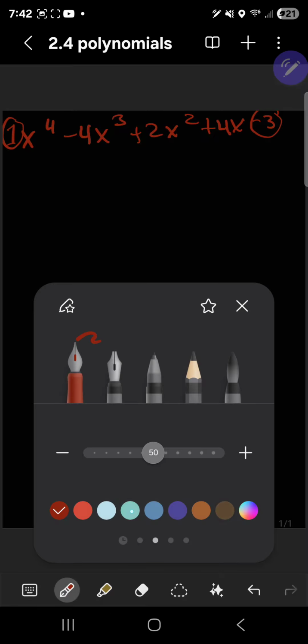X to the 4th minus 4x cubed plus 2x squared plus 4x minus 3. Okay, so this is P. This is Q. There's a 1 right here. I'm going to draw in blue now.